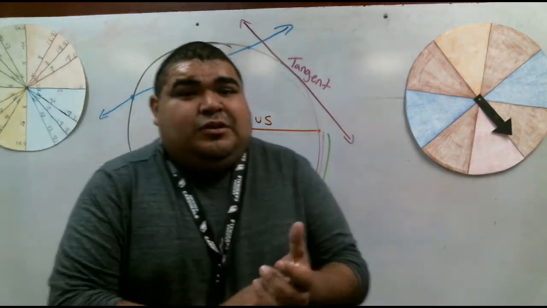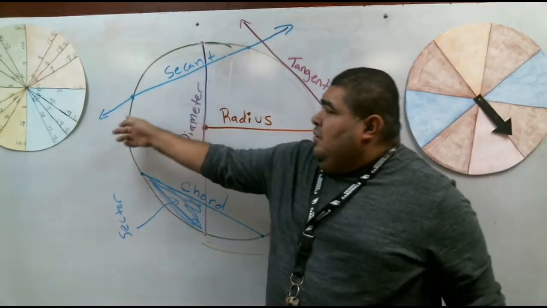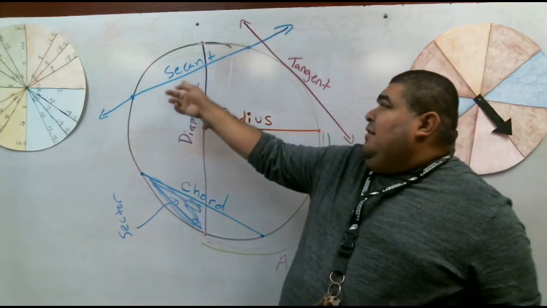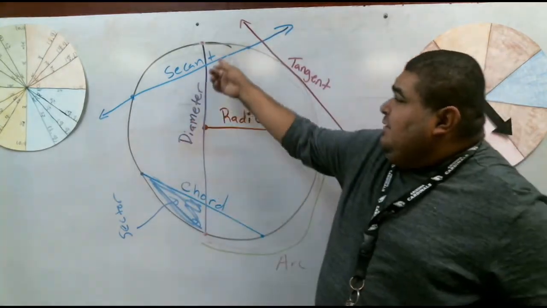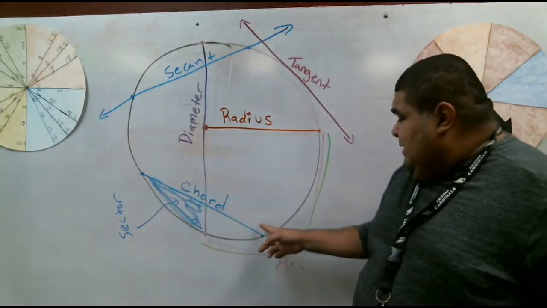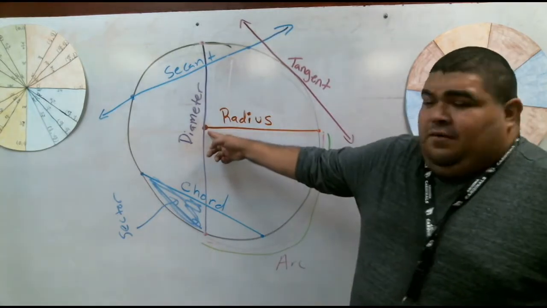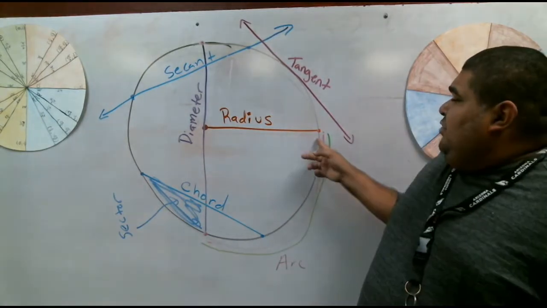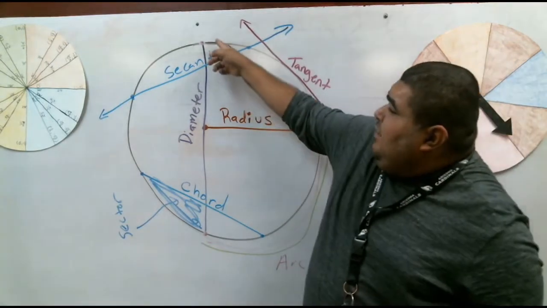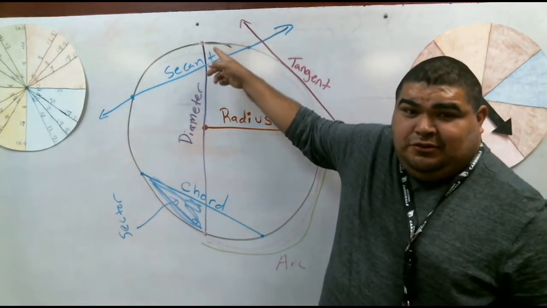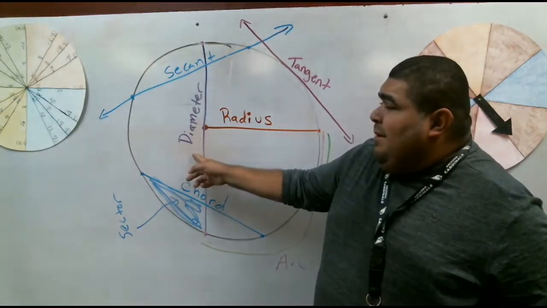So let's do a little quick recap. If a line passes through the inside of a circle and it continues both ways, it's called a secant. If it doesn't continue through the outside, it's called a chord. From the center to one edge, it's called a radius. If the line goes through the center and goes from one edge to another, it's called a diameter.